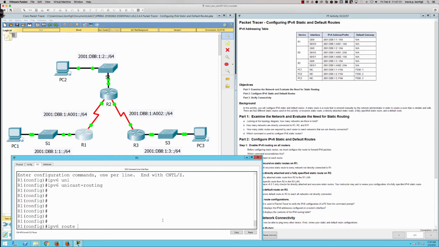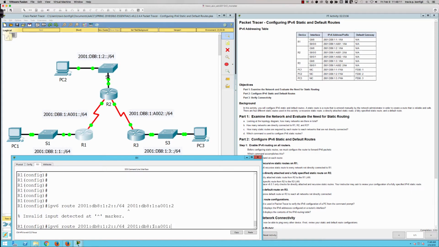My ipv6 route to get to the 2001:DB8:1:2::/64, and this is not case sensitive, is to go to the next hop IP address on router 2, right here, router 2's serial 0/0/0 interface, and it is conveniently just ::2. So we're going to say 2001:DB8, I've got to look back up here, 2001:DB8:1:A001::2, and that is, and hold on one second here, whoops, /64, what did I do wrong?